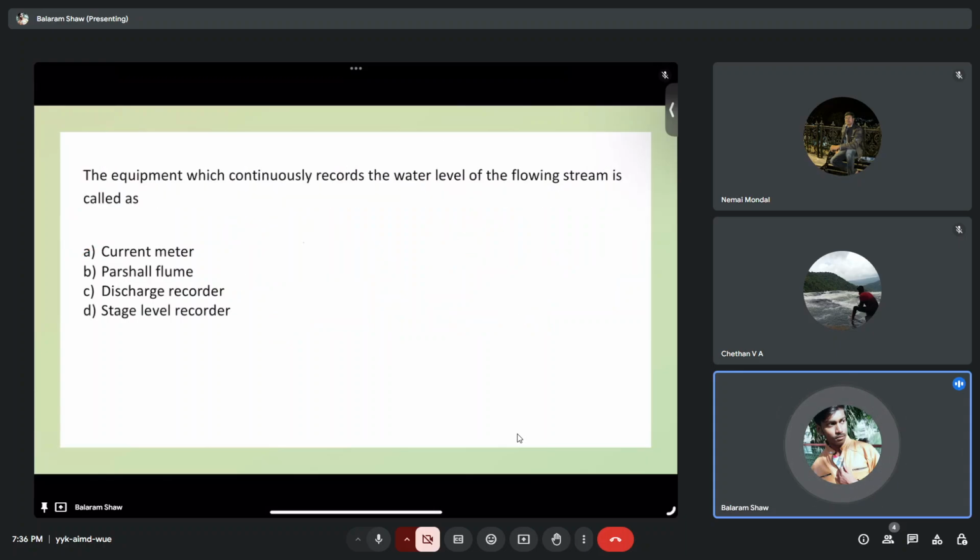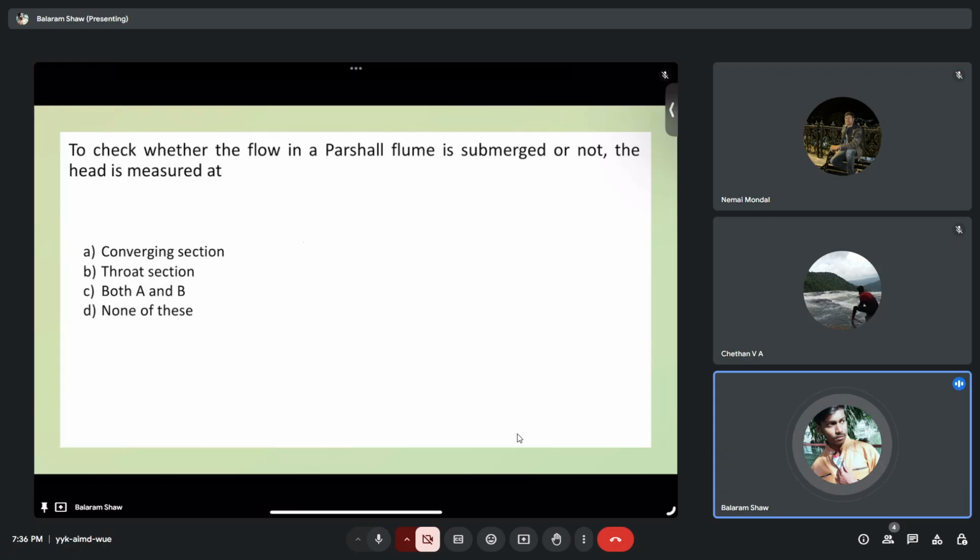So next question is, the equipment which continuously records the water level of the flowing stream is called as stage level recorder, right? The correct answer will be D. To check whether the flow in a partial flume is submerged or not, the head is measured at. So to see if it is submerged or not, we see the head at both the converging section and the throat section. So answer will be both A and B.